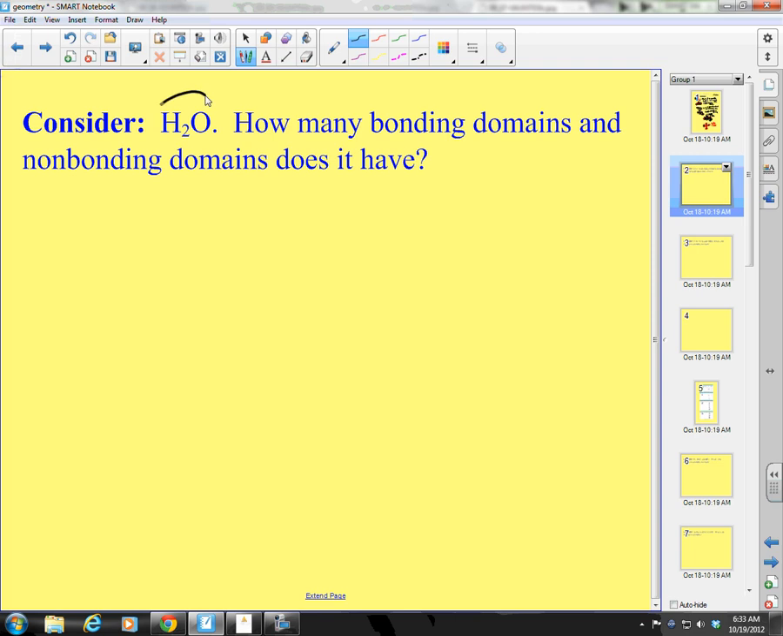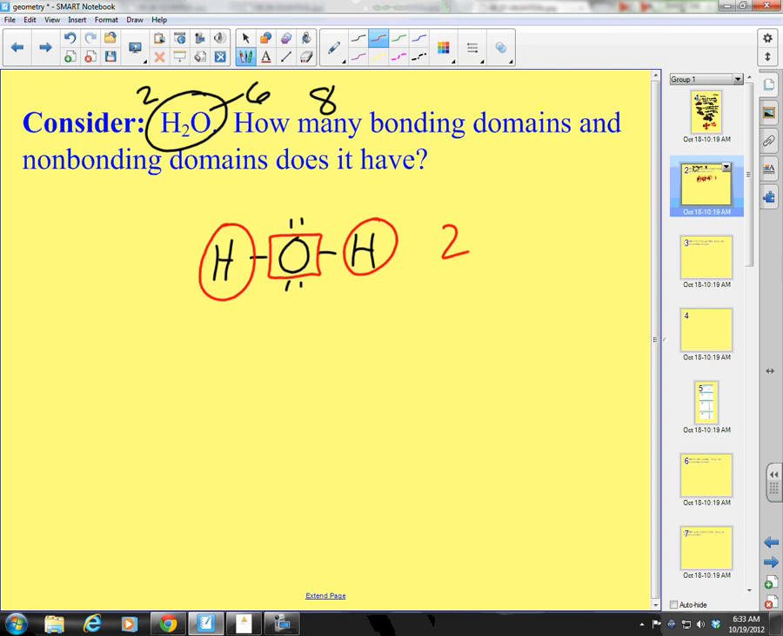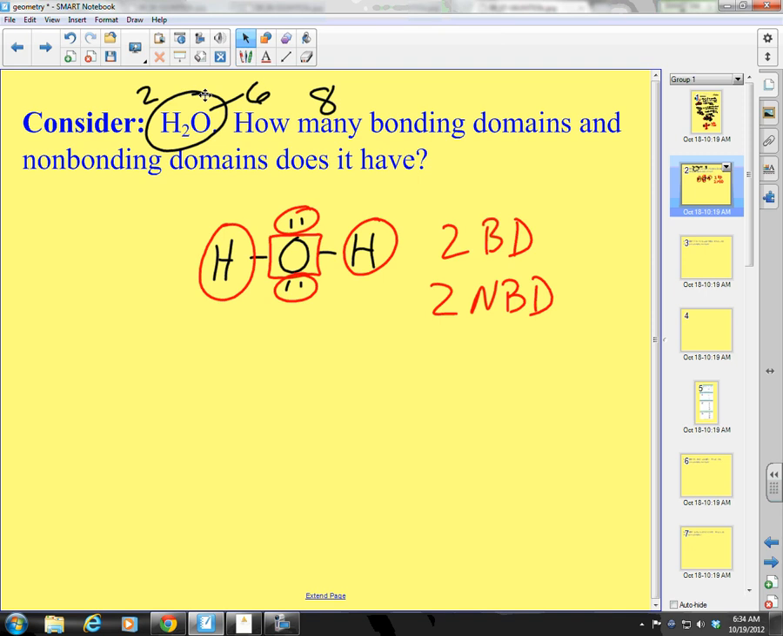Well, first thing we want to do is draw our Lewis structure. 6 valence electrons, 2, so I need 8 valence electrons. Oxygen in the center, bond it to my hydrogens, complete my octet on my oxygen. Now, let's analyze my central atom. How many atoms are directly bonded to it? 1, 2. So that's 2 bonding domains. And how many unshared pairs are on it? 1, 2, 2 non-bonding domains. So I'd have a 2, 2 answer.